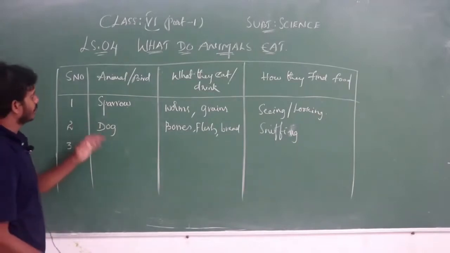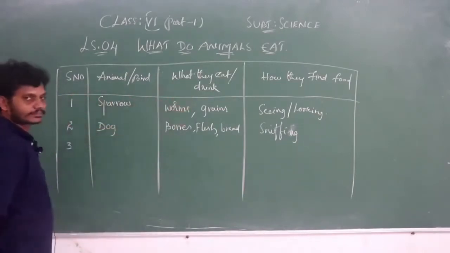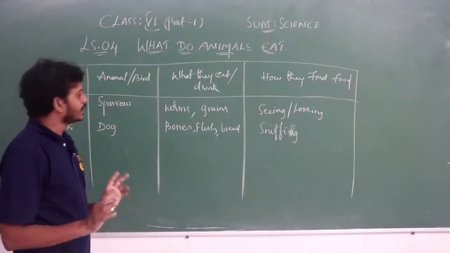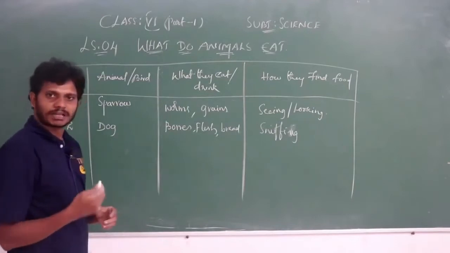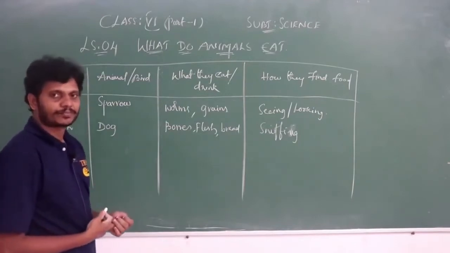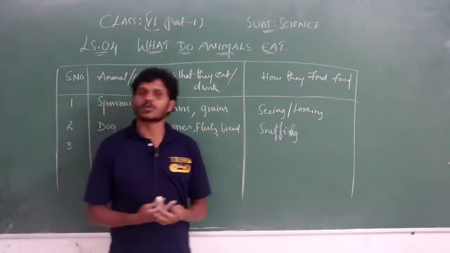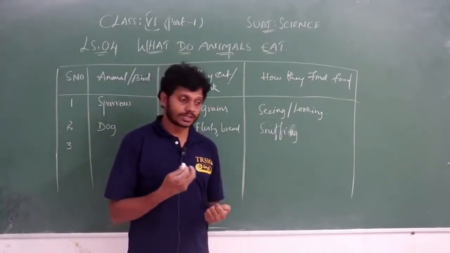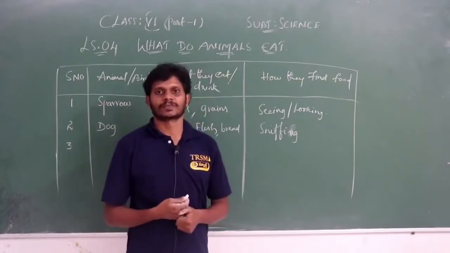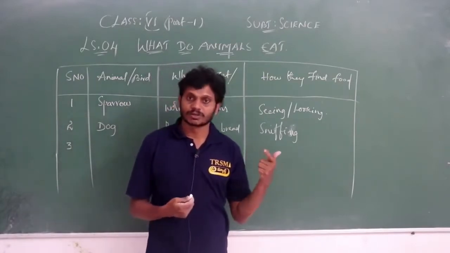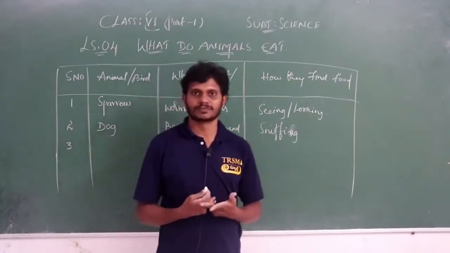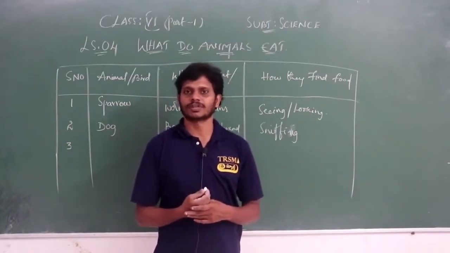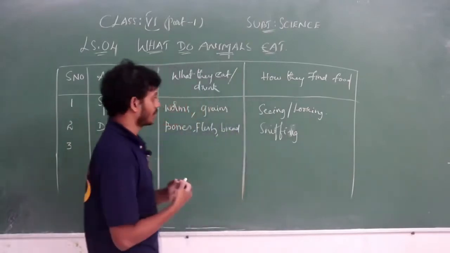Next, the third one. Let's first observe the tabular form. We know many different types of animals are present in our surroundings. Animals and even birds like crane. We see crane, cow, buffalo, sheep, goat, and also dragonfly, and even vultures, fox. So we see a variety of different organisms around us.